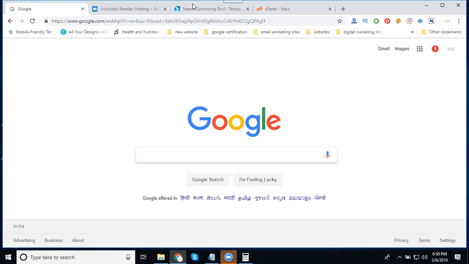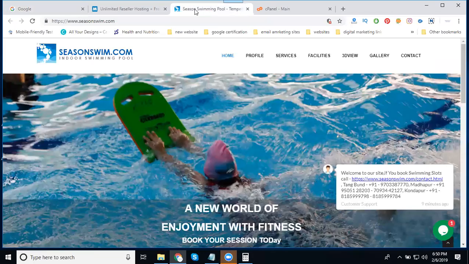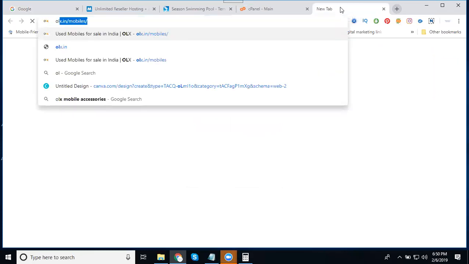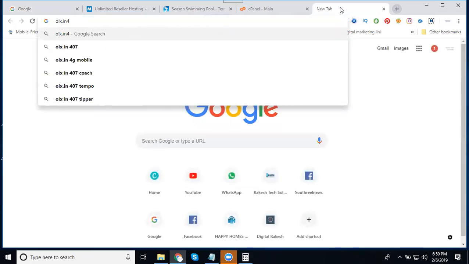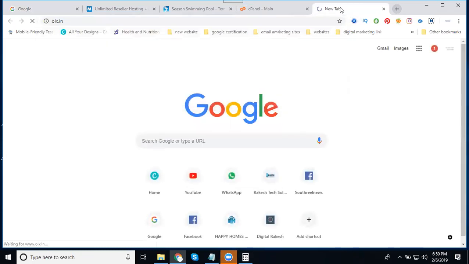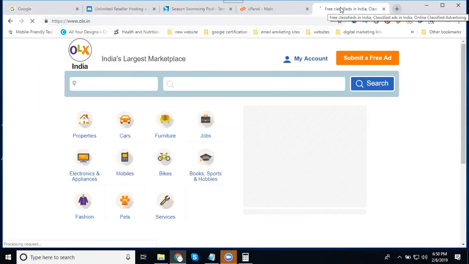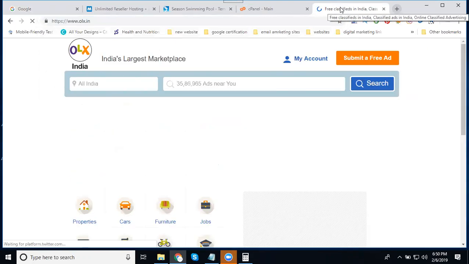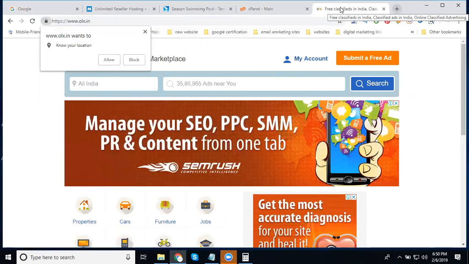So here I'm selecting my website. This is my website. Suppose this is a static one. My website will be dynamic, like olex.in. olex.in is a dynamic website. So for this kind of dynamic website, which hosting will be preferable?